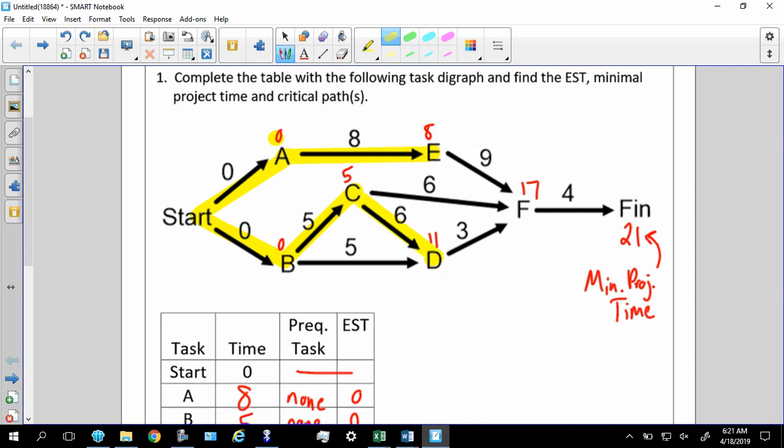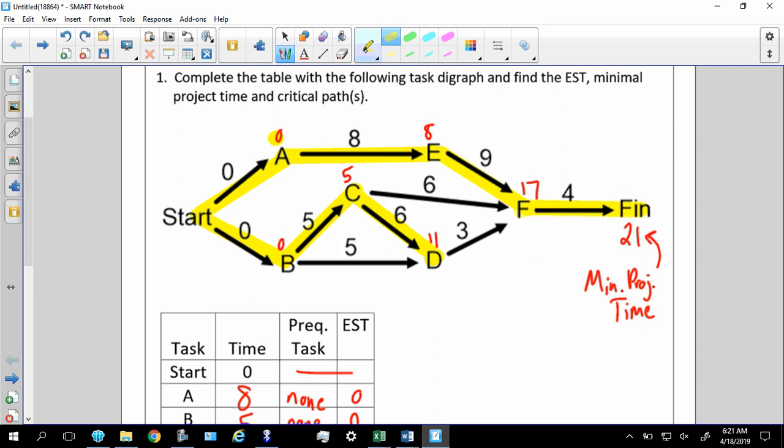Next is looking at F. Again, you have 3 arrows, so you're either going to highlight this, this, or this. It all depends. How did F get 17? Well, let's see. D was 11 plus 3. That doesn't give me 17. C was 5, 6. That doesn't give me 17. But oh, look at E. 8, 9. Those two add. There you go. And then finally, finish.